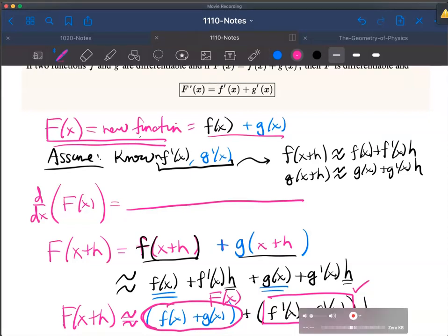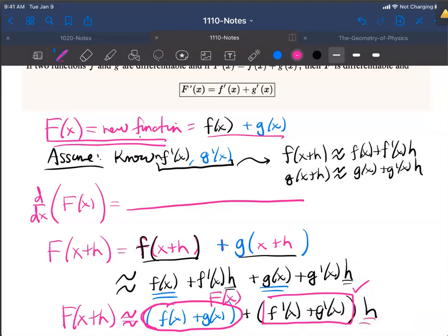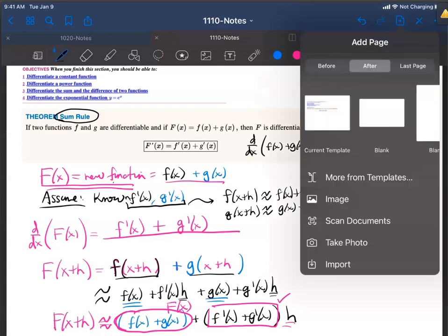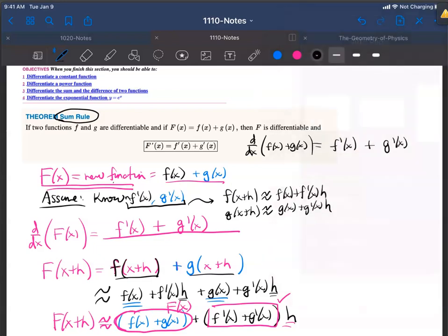Okay, so what this means is that the derivative of this new function f plus g is the derivative of the one function you know, plus the derivative of the other function you know, added to each other. In other words, the derivative of two functions added to each other is the derivative of one of the functions, plus the derivative of the other function: add the two derivatives together. This is a result called the sum rule. Okay, and it can get applied as follows.